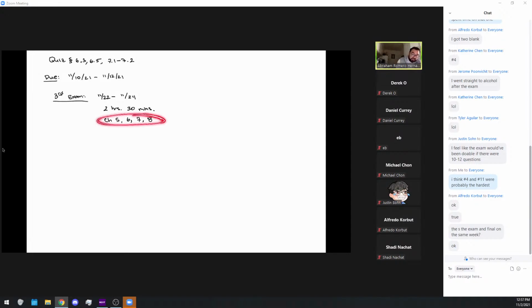Obviously, only the sections that we are going over, no other sections. For example, we're going to skip section 7.3, so I'm not going to test you on 7.3. It's only going to be section 7.1, 7.2, and 7.4. But that looks like what your third exam is going to be. Any questions on what I just said?